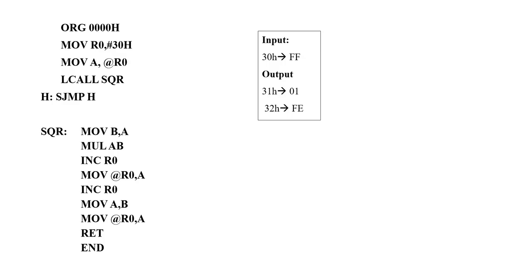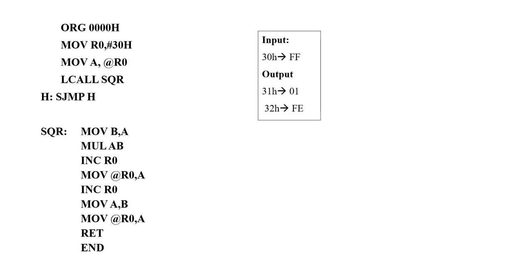So here we'll see the program. The program starts at memory address 0000H. Then MOV R0, #30H. This will load the address 30H into the register R0. So the program begins at memory location 0000H, and the register R0 is initialized to point to the memory address 30H, which is where the input number is stored.